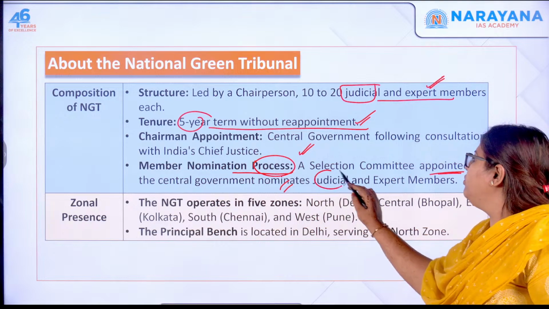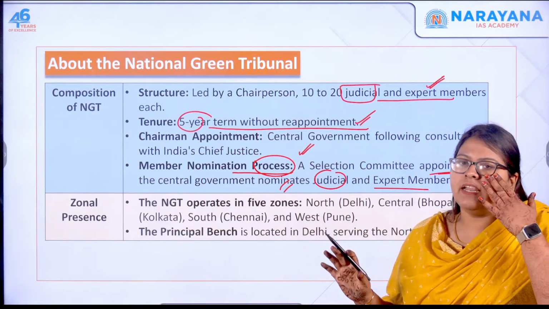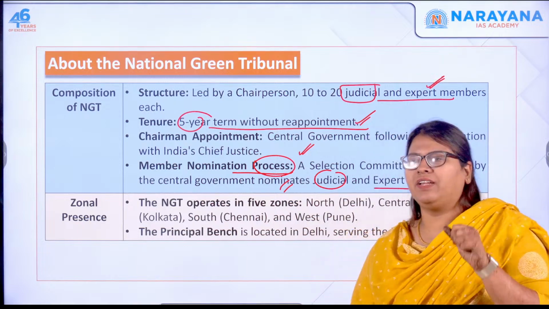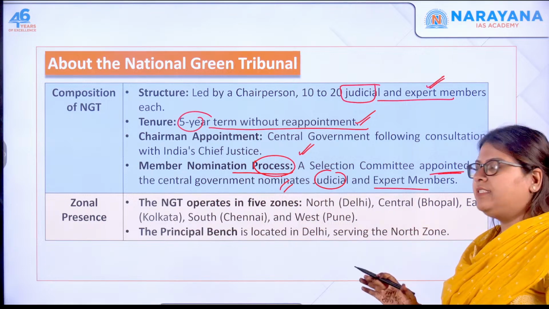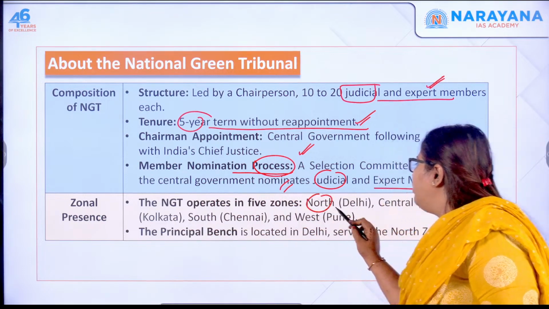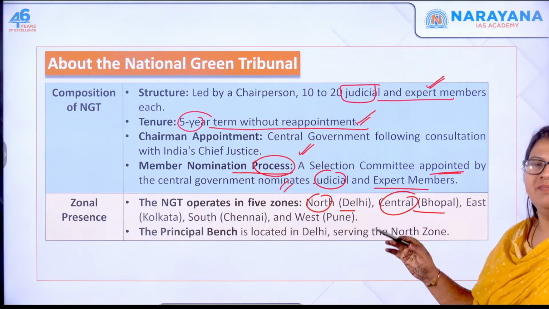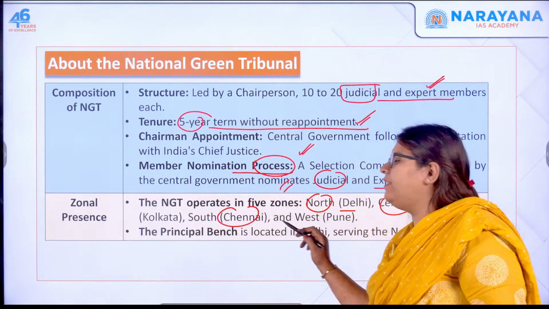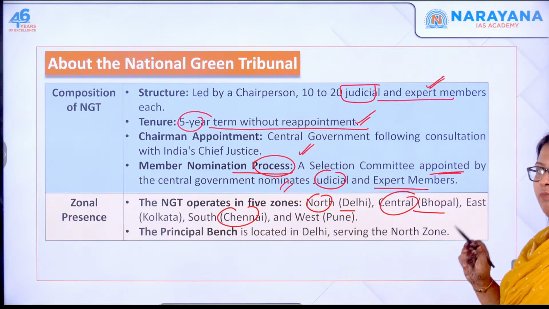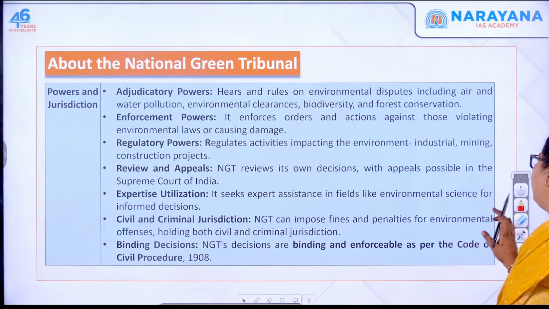The member nomination process: there will be a selection committee which again is appointed by the central government, and they nominate the judicial and the expert members. The zonal presence: the NGT actually operates in 5 areas. These are all very static, nothing to understand. It operates in 5 areas: in the north it is Delhi, in the center it is Bhopal, in the east it is Kolkata, that is mainly the metro, and then you have the south, that is Chennai, and in the west it is Pune and not Mumbai. So the principal branch is in Delhi, which is serving the north zone.